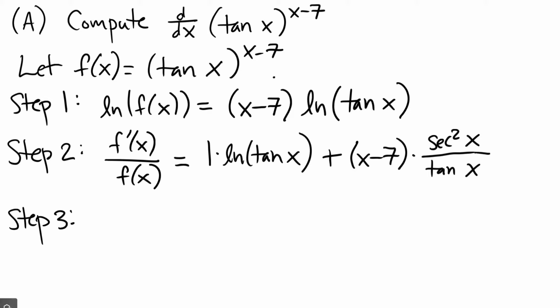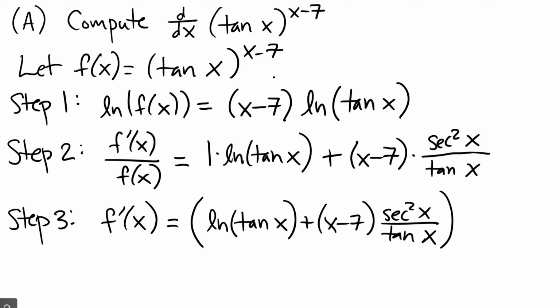Good, now we're ready for step 3, which is to multiply by f(x). So we have f prime, and then that equals whatever we had, no need to simplify it, times f(x), the original thing, which in this case is tan x raised to the x minus 7. So that would be the end. And you might even want to box your answer there.